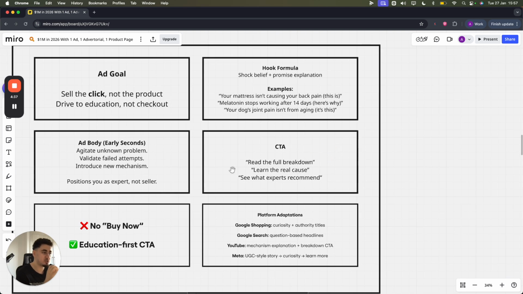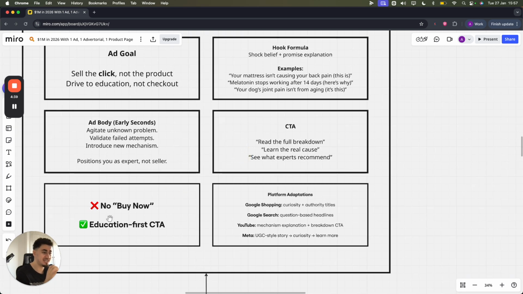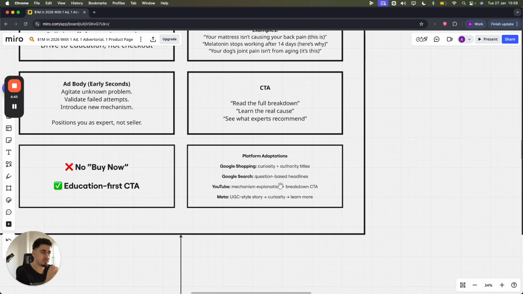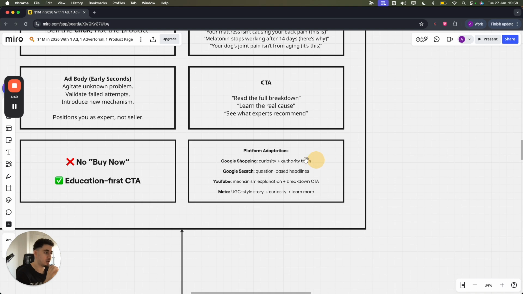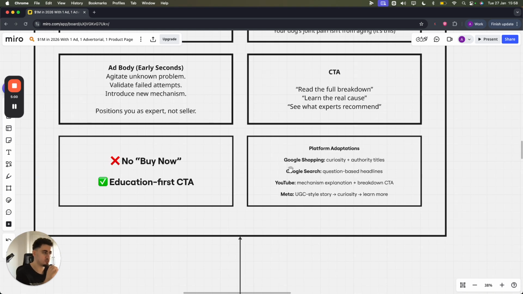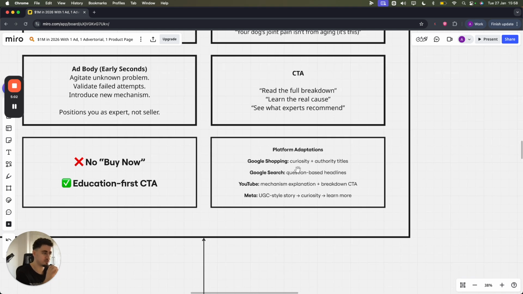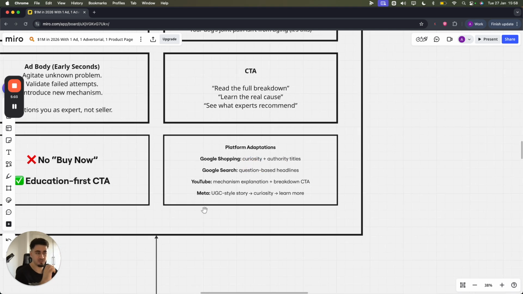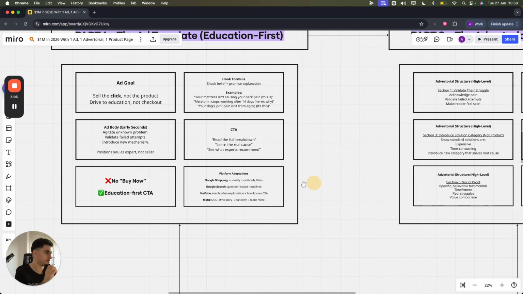And then your CTA, which is very important, it's not a buy now. It's an education first CTA. So here are some examples here, right? And of course, like I said, it's dependent on the platform, where you're running the ads. But typically for Google Shopping or Google Search, you want to have these sort of titles or headlines. For Google Search, obviously, it's going to be headlines. For Google Shopping, it's going to be your actual title and your description. And then for YouTube and Meta, it'll be pretty similar, right?